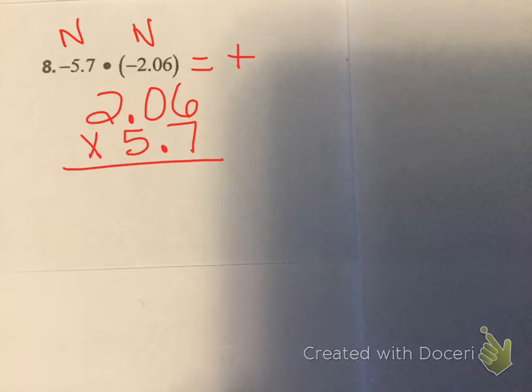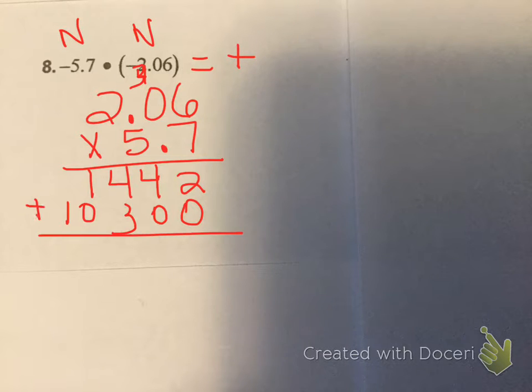It's basically you're multiplying 206 times 57. So 7 times 6 is 42. 7 times 0 is 0, plus 4. 7 times 2 is 14. You can put your placeholder here. 5 times 6 is 30. 5 times 0 is 0, plus 3. And 5 times 2 is 10. And then you add that up.